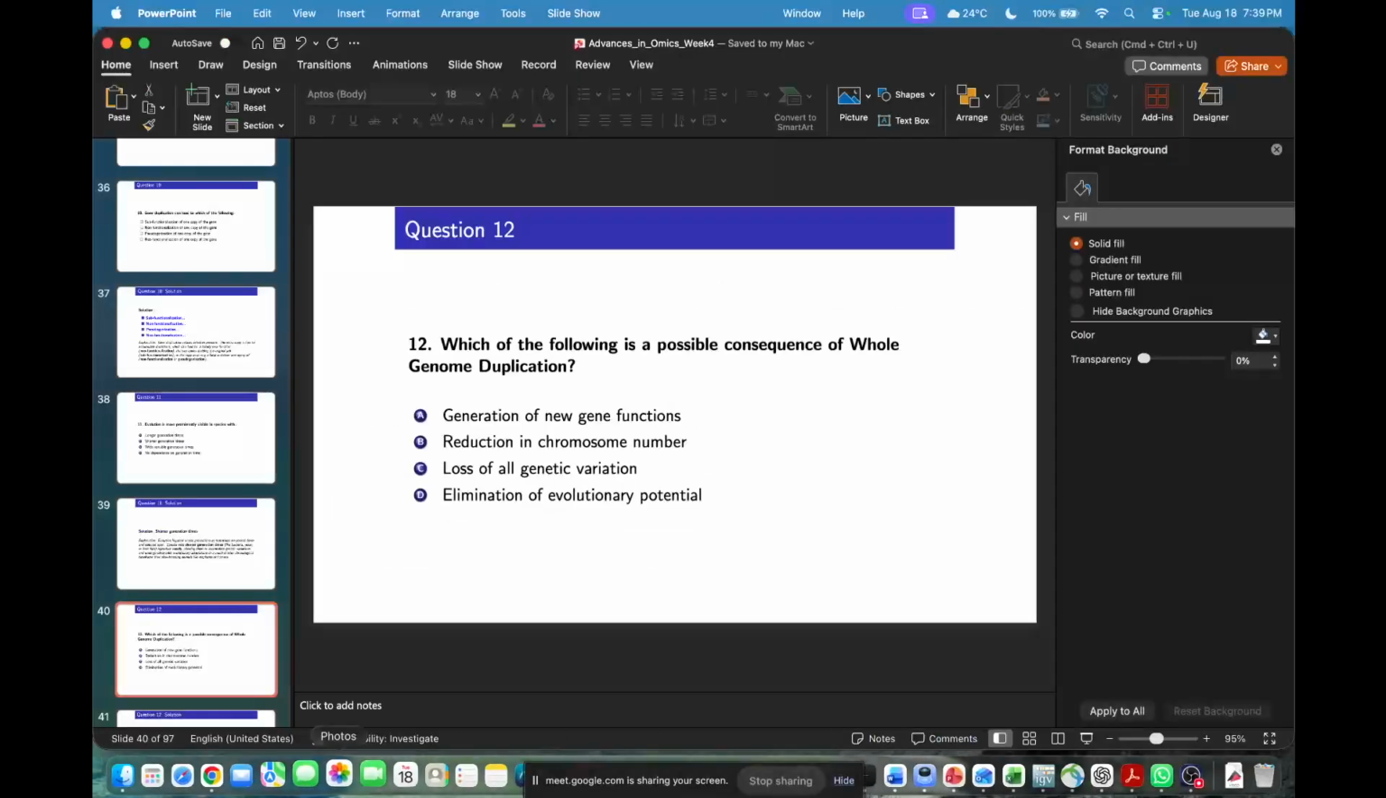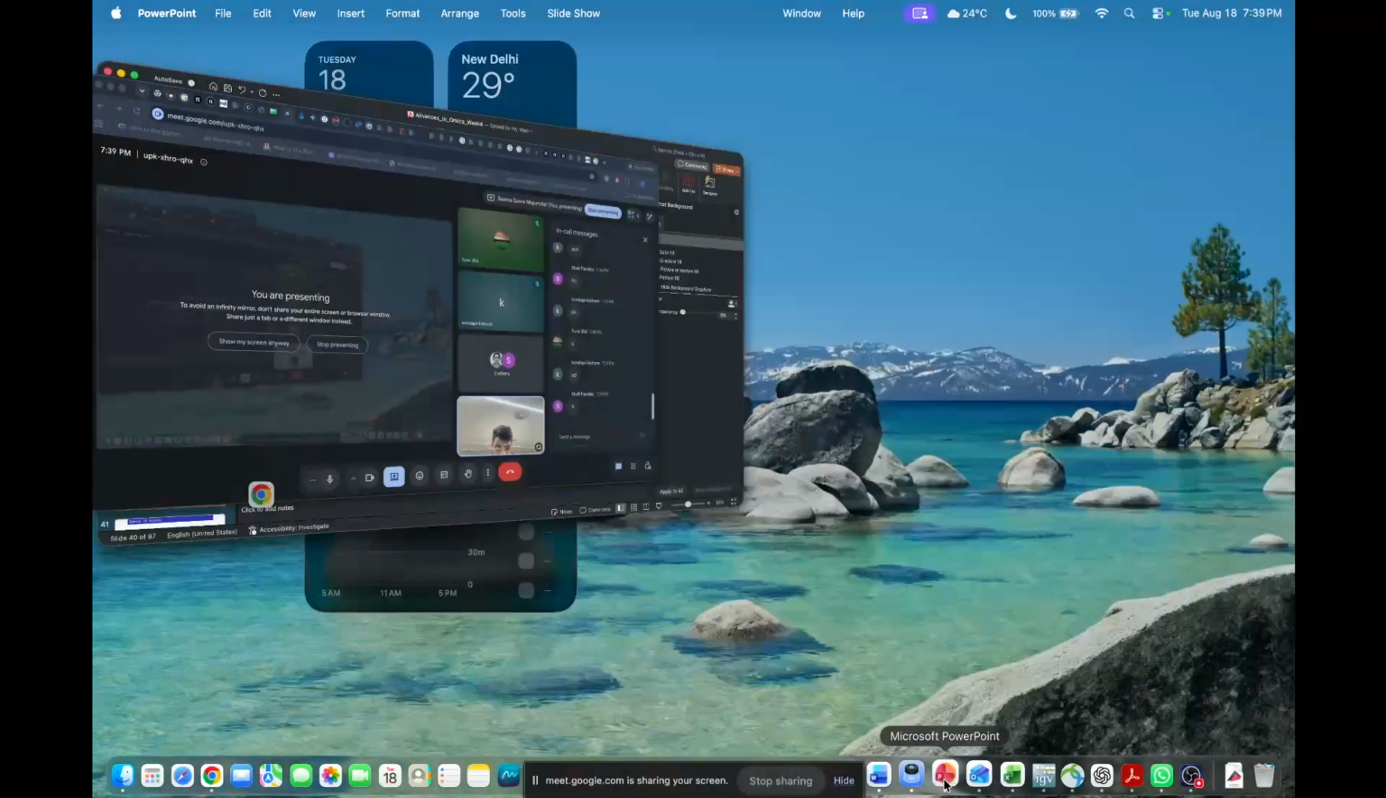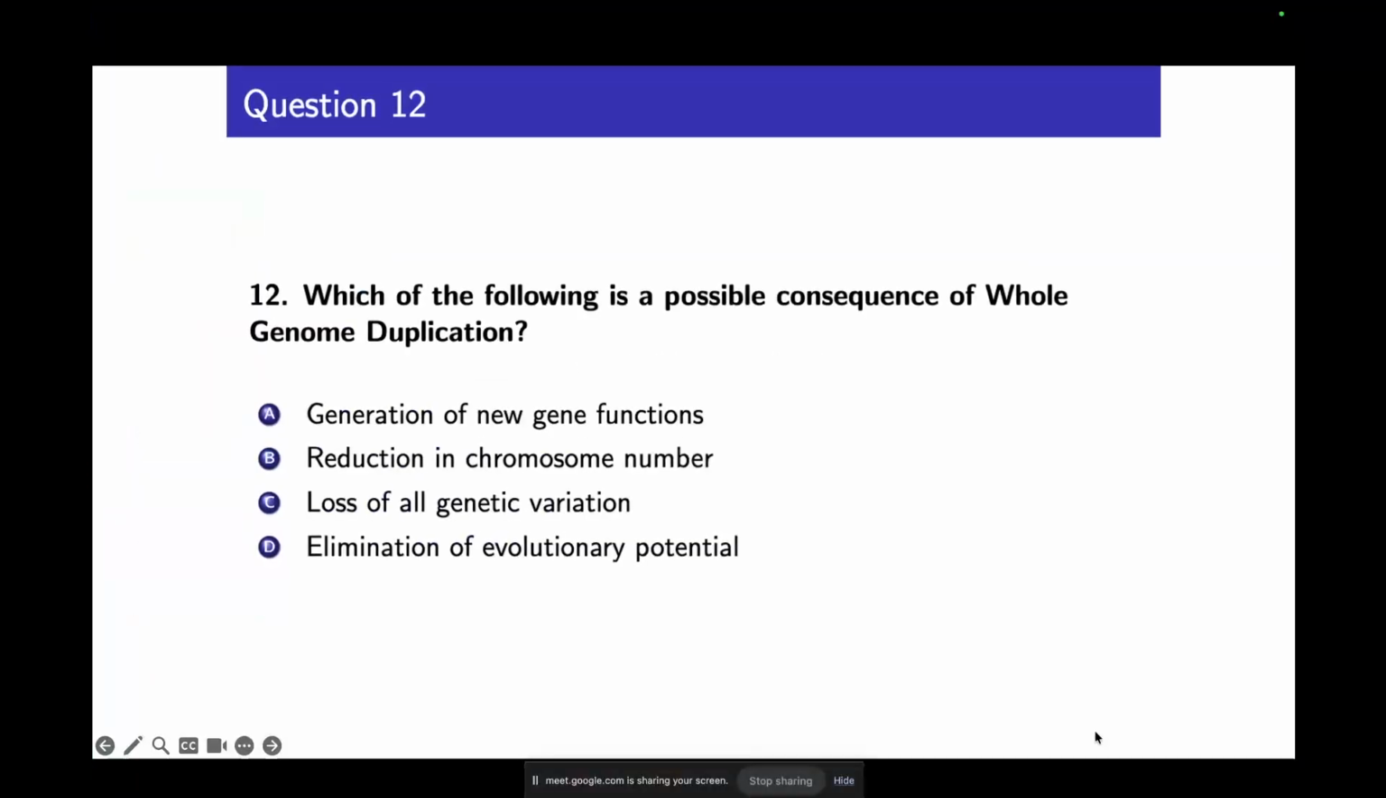I think somebody said D, K. Yeah. Why would it eliminate the potential for further evolution? It's just that you're increasing the copies of your DNA, right? You're increasing the ploidy, you're increasing the amount of DNA, but it does not take away from the fact that it can mutate in the next generations and it can undergo selection, right? So, what is stopping it from undergoing evolution?